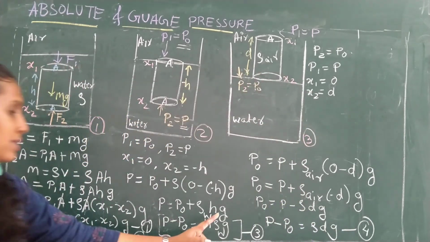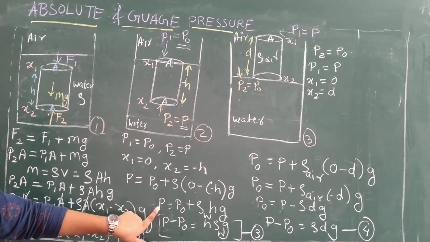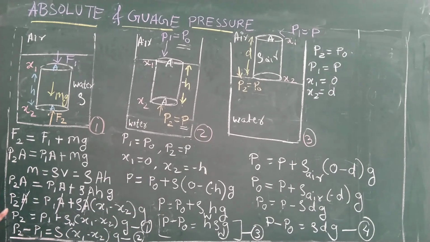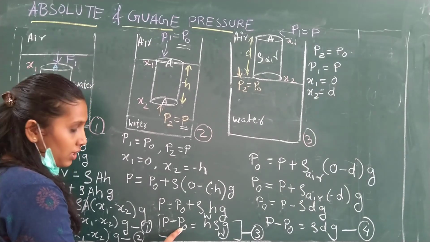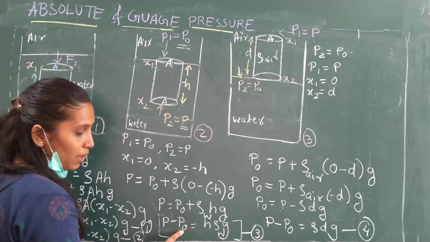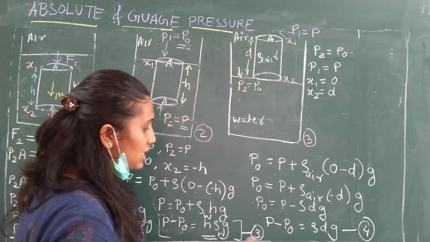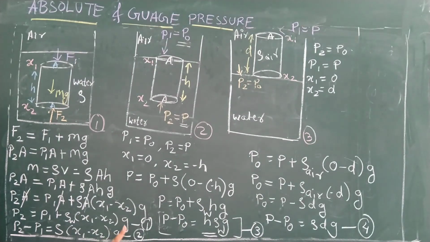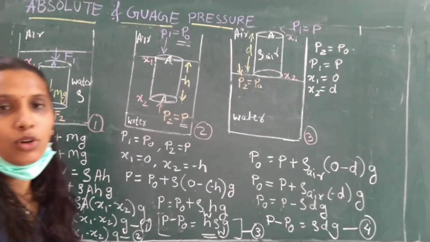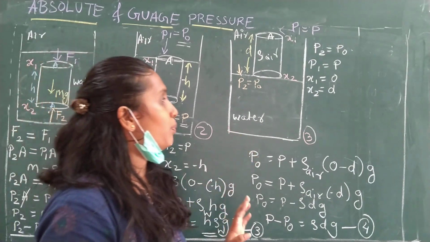So in all cases you can see this pressure P, I can call it the total pressure or absolute pressure. In this case also this P2 is the total or absolute pressure. But when I take the difference with P0, the atmospheric pressure, that is absolute pressure minus atmospheric pressure, it will give me the gauge pressure. So these three equations, that is equation number 3, 4, and here 2, will give me the gauge pressure. So these three cases are very important.